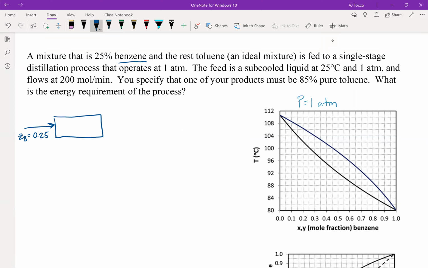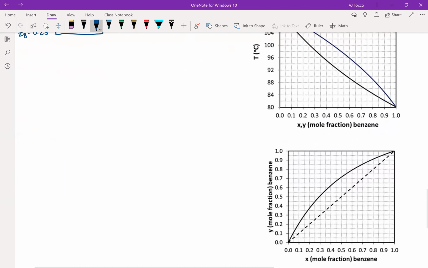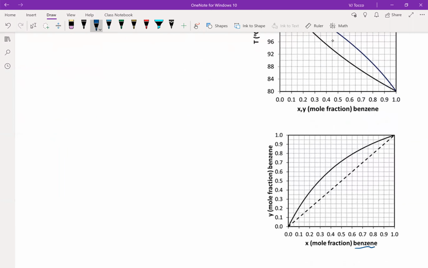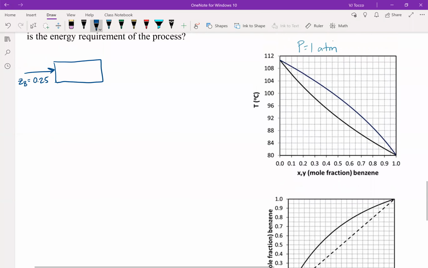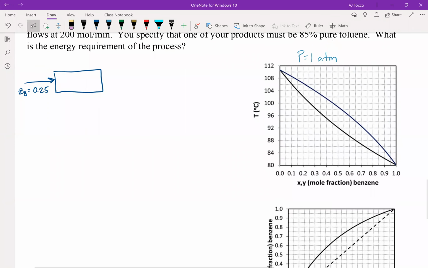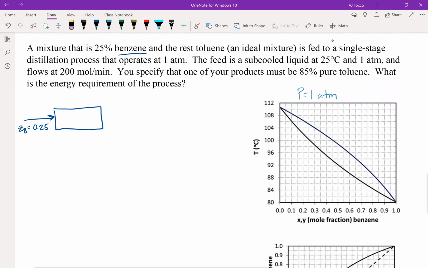If you didn't know that benzene is more volatile, the problem statement has given you the TXY and the YX diagrams. By looking at the YX diagram, it's written in terms of benzene, so you know that benzene is the more volatile component. Another way you could figure it out is by looking at the TXY and the pure component boiling points. For benzene, the pure component boiling point is 80. And for toluene, which corresponds to 0% benzene, the boiling point is about 110. So again, the one with the lower boiling point is always the more volatile.